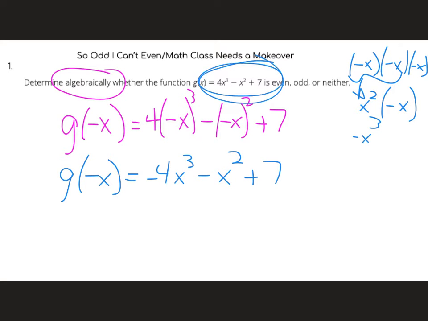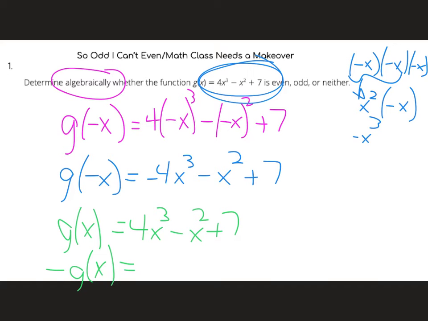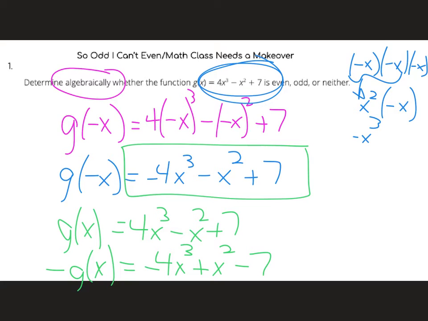Compare that to what we got. So if I have g of x is 4x cubed minus x squared plus 7, the opposite of g of x, which I might have to care about, is negative 4x cubed plus x squared minus 7. See this? That's not the opposite, because it doesn't match that. That's not the same, because it doesn't match that.